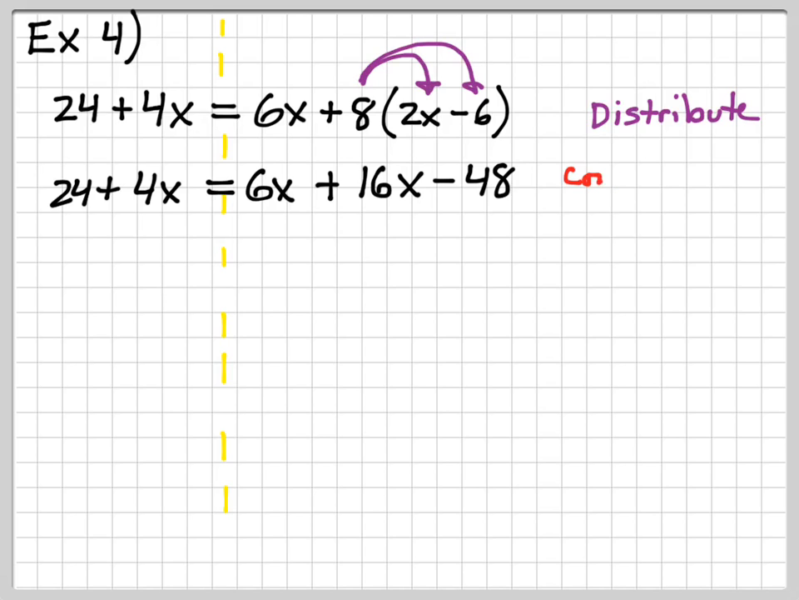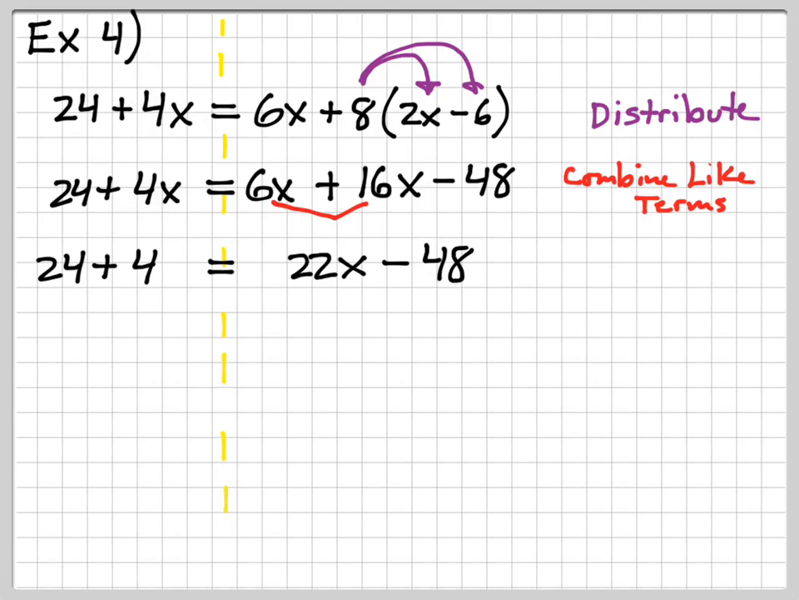Step 2, combine like terms. On the right side of the equation, I've got a 6x and a 16x. Those are like terms. I can put those two things together, which is 22x. The negative 48 drops down. Everything on the left side drops down.